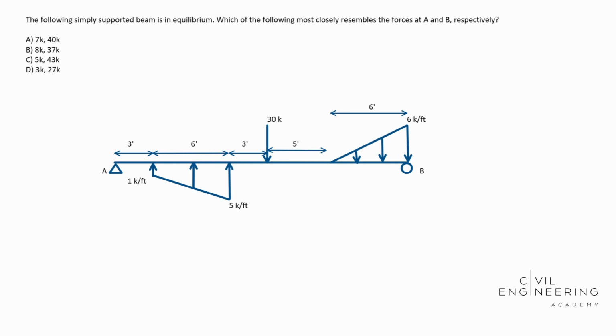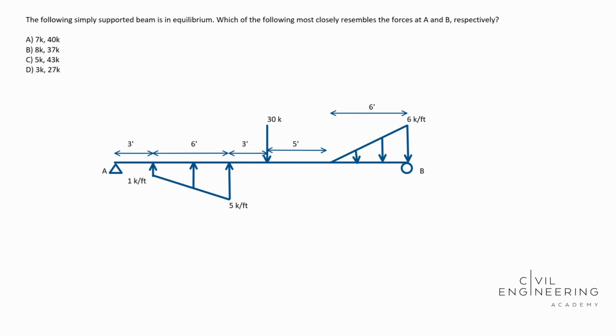So today we have a structural mechanics problem, and we're going to be solving for the forces at the end, so A and B here. So here's what the question says. The following simply supported beam is in equilibrium. Which of the following most closely resembles the forces at A and B, respectively?